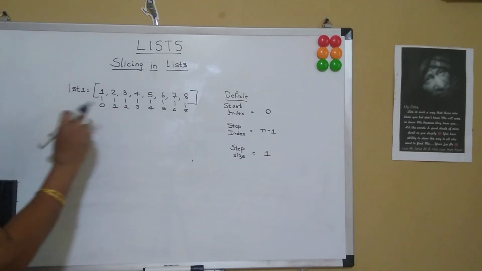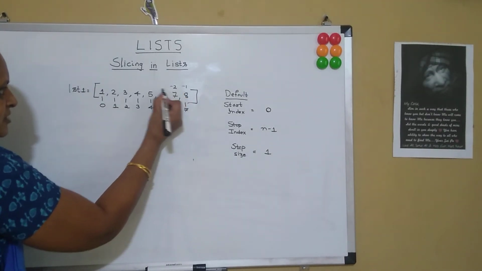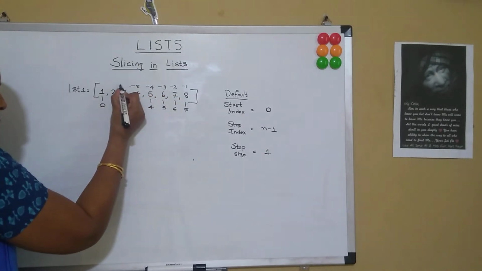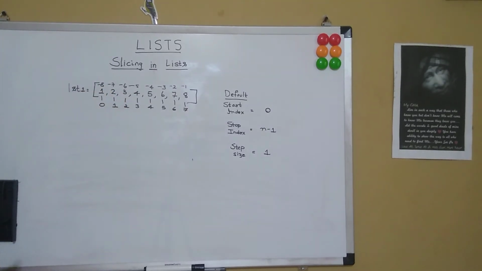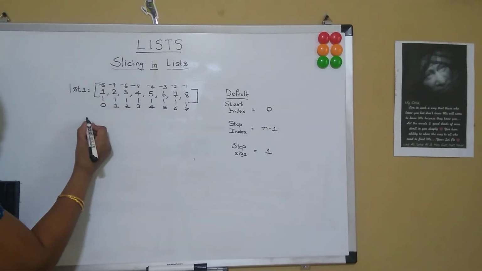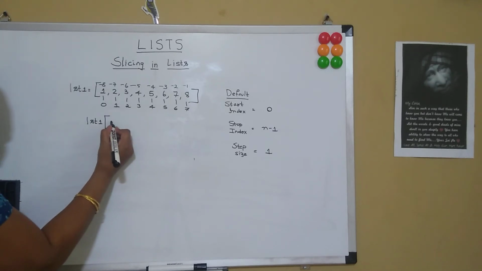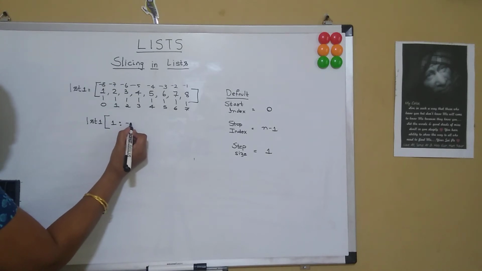So this is a positive index. Negative index is from right to left. So now if I say LST1, 1 colon minus 2.